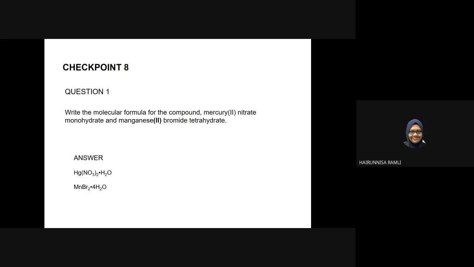And the second one is manganese 2 bromide tetrahydrate. Bromide is Br minus, so manganese is Mn, not Mg, which is magnesium. So Mn2 plus, MnBr2 dot, tetra is 4, hydrate is water, 4H2O. Okay? Can you follow so far? Okay.